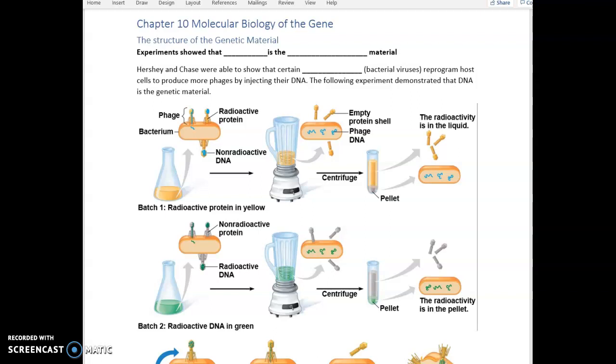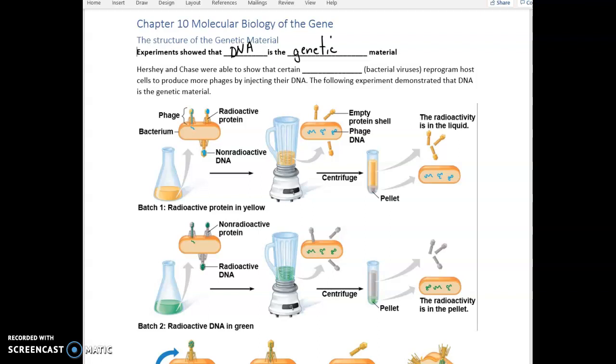So in this section, we'll be looking at the structure of the genetic material. Before we were talking about genes, how they're transmitted, and heredity. This is the structure of what a gene looks like, and how it affects phenotype. Experiments have shown that DNA is the genetic material.